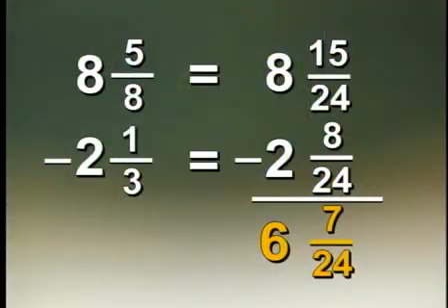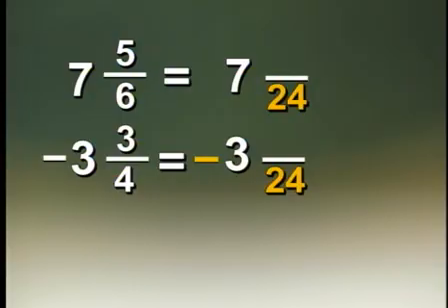Can we reduce 7/24ths? Well, 7 is not divisible by 2 or by 3 or by 5. It is divisible by 7, but 24 is not divisible by 7, so we cannot reduce this fraction. The answer is 6 7/24ths. Now that wasn't so difficult. Here's another problem. 7 5/6 minus 3 3/4.